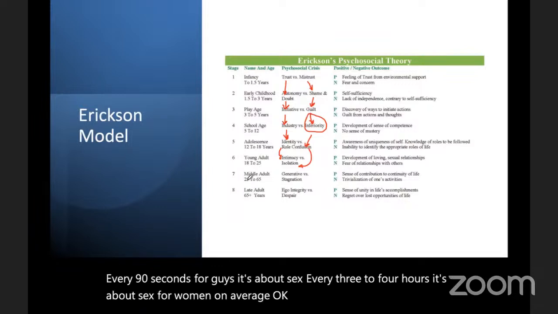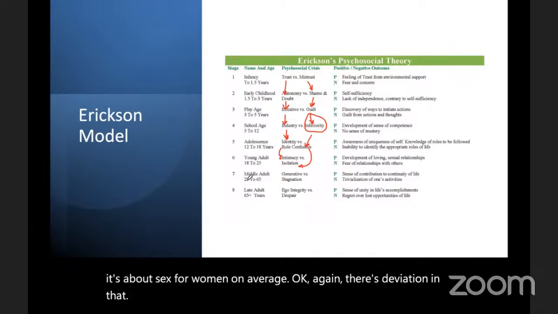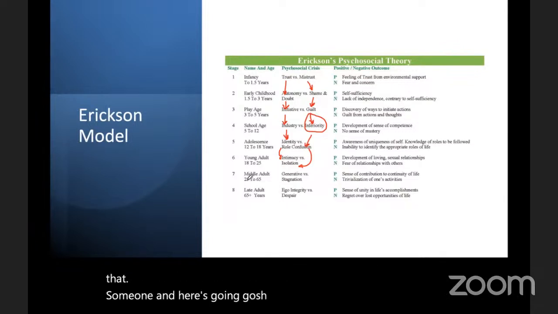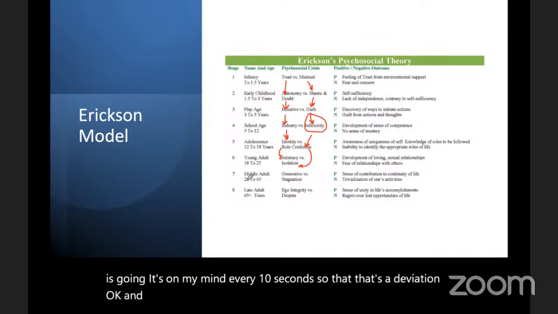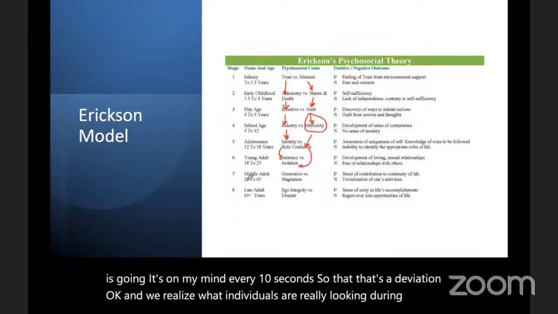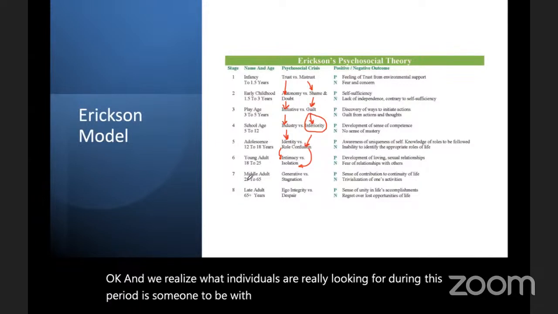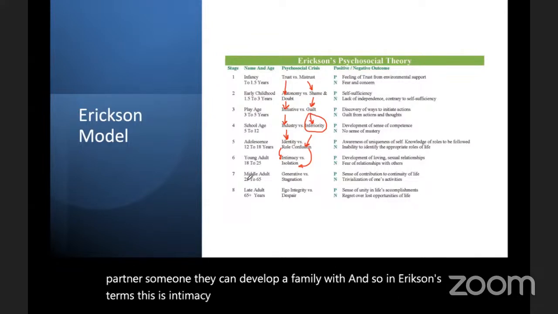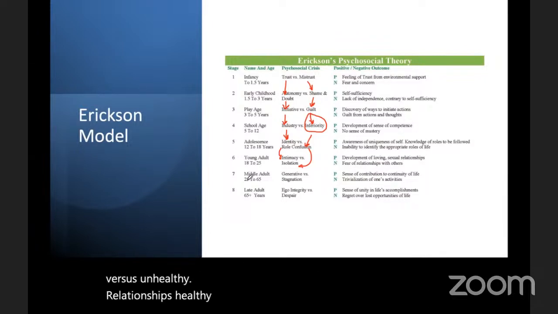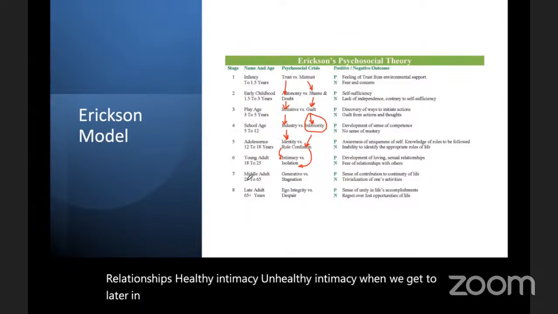Again, there's deviation in that. Someone in here is going, gosh, I never think about it. Someone else is going, it's on my mind every 10 seconds. So that's a deviation. And we realize what individuals are really looking for during this period is someone to be with, somebody that they can call their partner, someone they can develop a family with. And so in Erikson's terms, this is intimacy versus isolation. We'll look at healthy versus unhealthy intimacy later in the course. But right now, intimacy is this ability to get into a relationship.